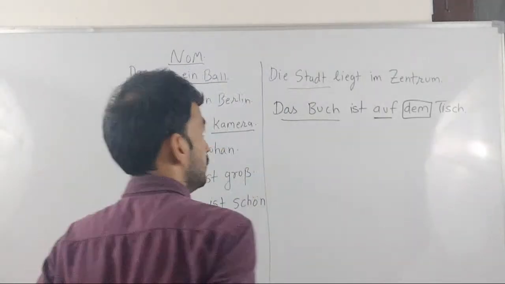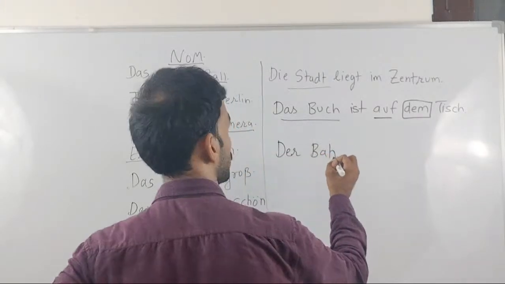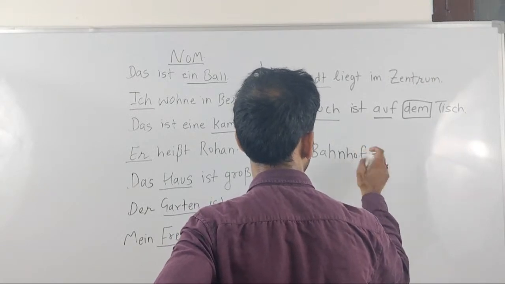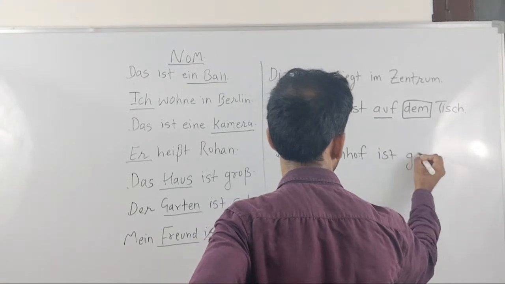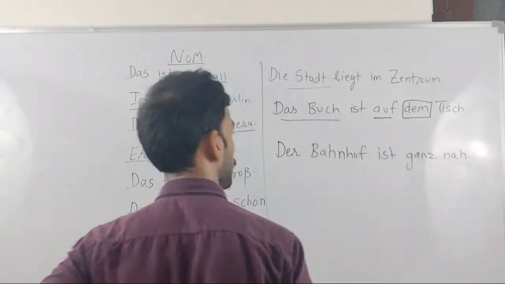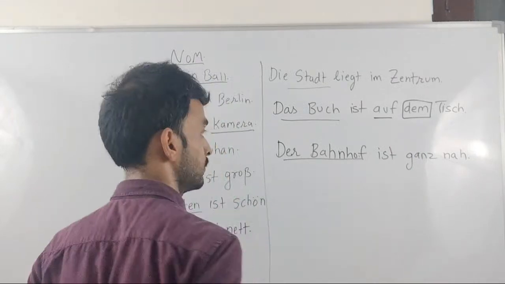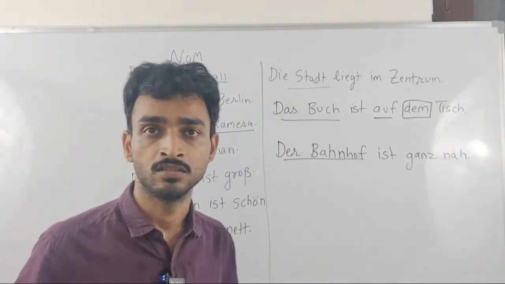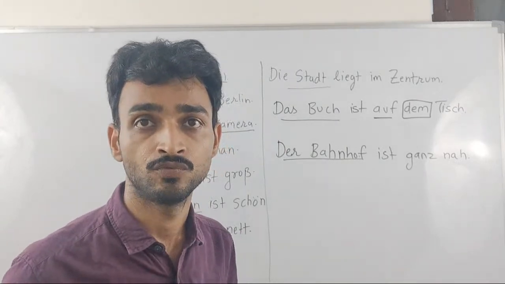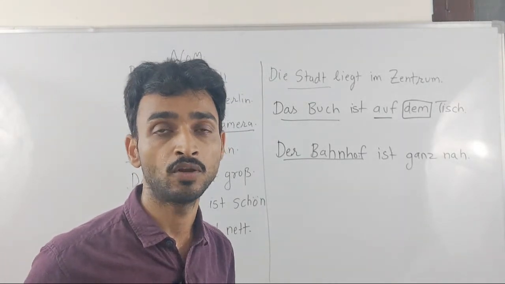Okay. Next sentence. The railway station, der Bahnhof, ist ganz nahe, is very near. Der Bahnhof ist ganz nahe. Der Bahnhof, I am talking about only the railway station. The railway station is very near, ist ganz nahe. Der Bahnhof ist ganz nahe, is very near. Okay?